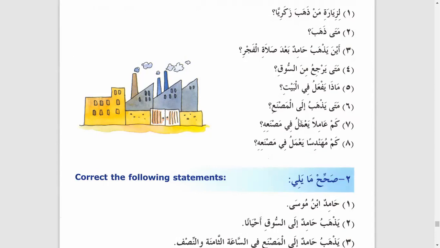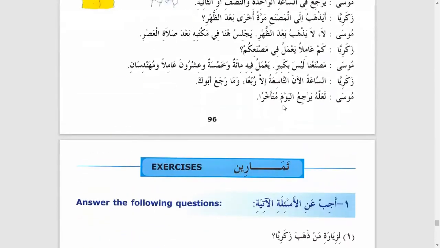Okay, متى يذهب إلى المصنع؟ When does he go to the factory? يذهب في الساعة التاسعة والنصف. الساعة التاسعة والنصف. يذهب, he goes. Okay, كم عاملا يعمل في مصنعه؟ How many workers work in his factory? يعمل فيه مئة وعشرون.